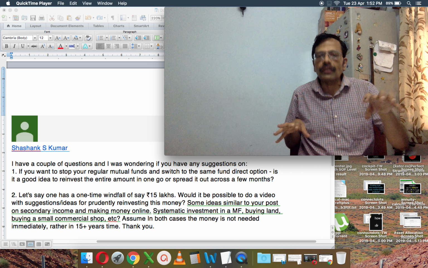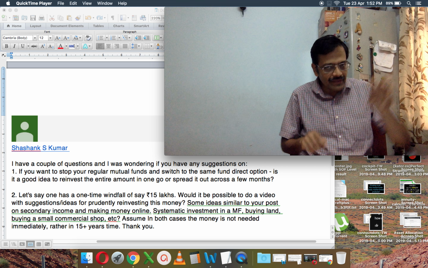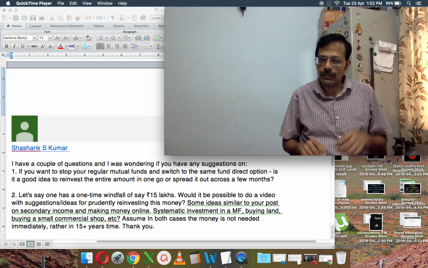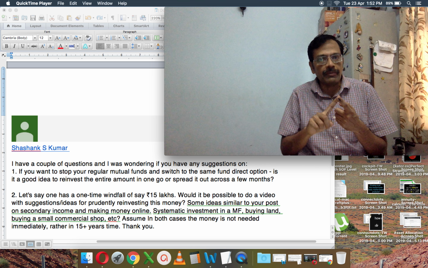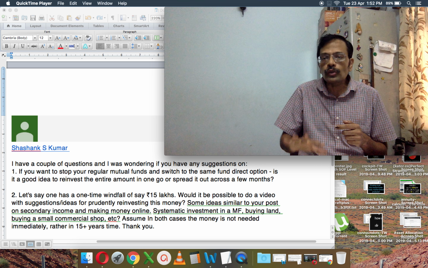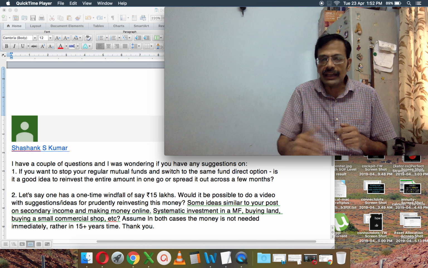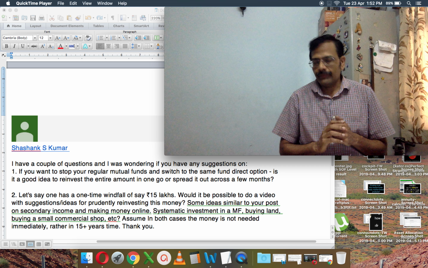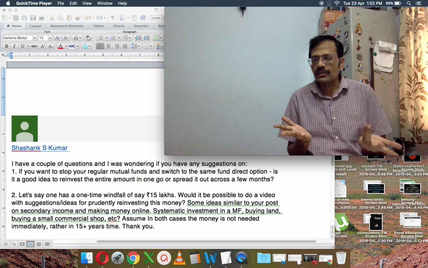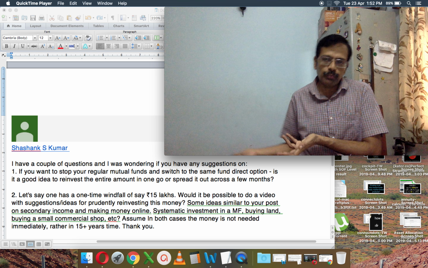What is the capital gain for that purchase? Write it down. What is the capital gain for the second purchase, third purchase, fourth purchase? So you find out how many of those units are, first of all, free from exit load. Second of all, how many of those units give a capital gain equal to or less than 1 lakh. So then that much money is tax free. You can pull it out.